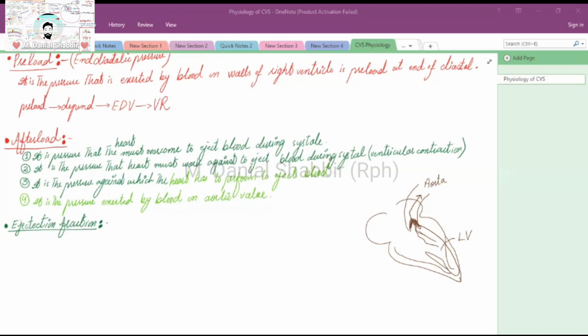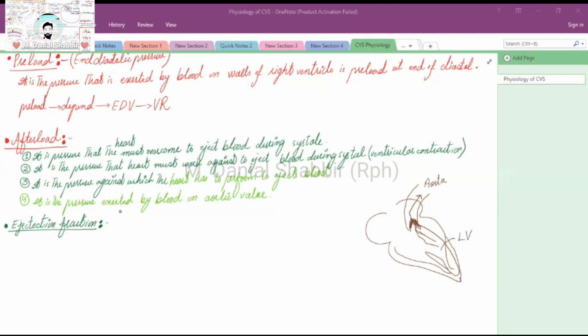Definitely ये वो प्रेशर जिसके अगेंस्ट हार्ट ने क्या करना होता है? वर्क करना होता है, टू परफॉर्म टू इजेक्ट ब्लड. ओके. इट इज द प्रेशर अगेंस्ट विच द हार्ट हैज टू परफॉर्म टू इजेक्ट ब्लड. डेफिनेटली हार्ट ने इसके अगेंस्ट परफॉर्म करके फोर्स के साथ इसको ओवरकम करना होता है, इससे बढ़ना होता है, तभी वो ब्लड को इजेक्ट कर देते हैं. तो उस प्रेशर को हम आफ्टरलोड कहते हैं.